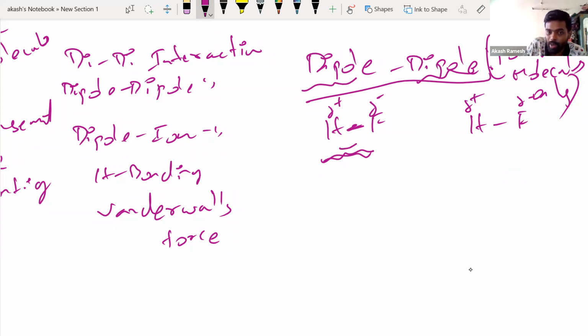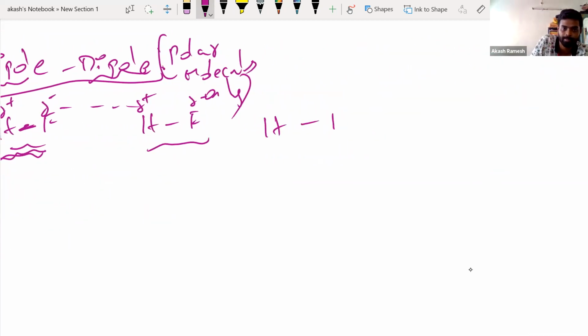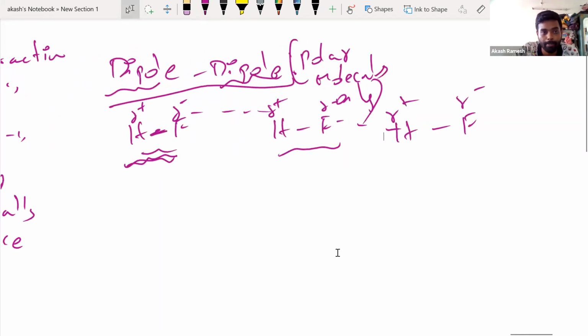Now you see, this is one dipole. This is another dipole. I am going to have an attractive force between this del negative and this del positive. This is the attractive force. Same way, I can just continue doing this. I can have one more HF molecule. Again del positive, del negative, again an interaction between these two. This is what is called your dipole interaction.